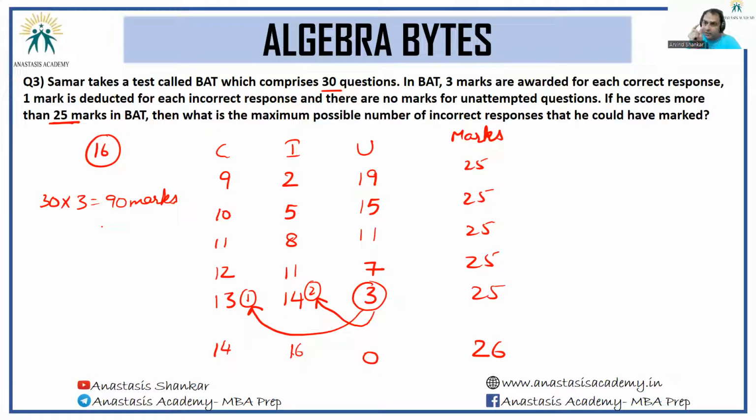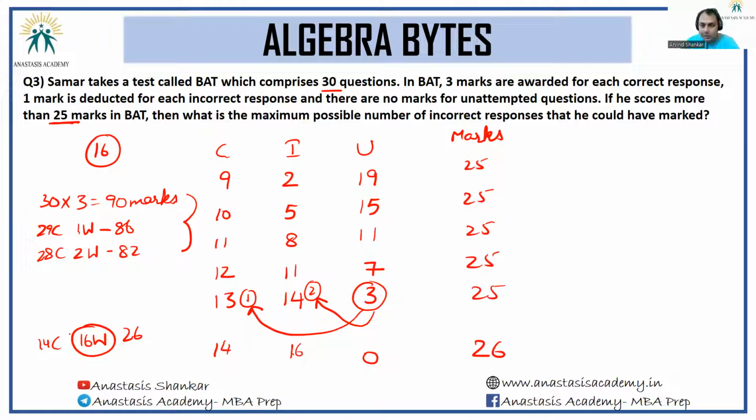The 3 marks of positive are gone and -1 is gone. So the score will fall by this. So 29 correct, 1 wrong will lead you to 86. And next would be 28 correct, 2 wrong, which will take you to 82. In this falling, you can see where 26 would come. It would come at 14 correct and 16 wrong. That should get you to 16.